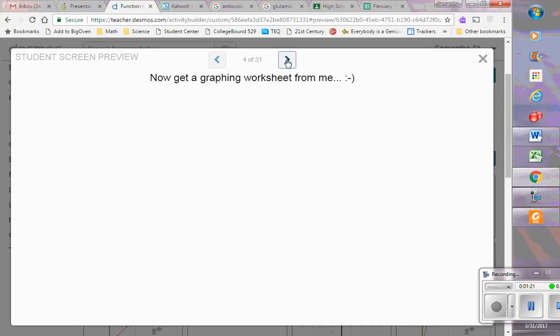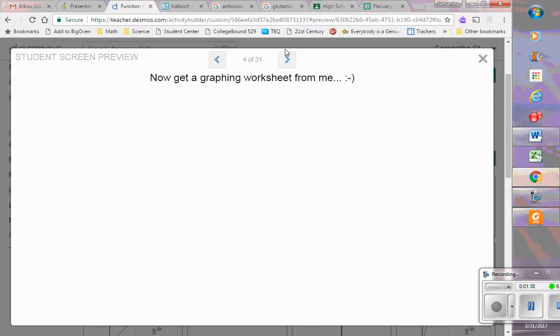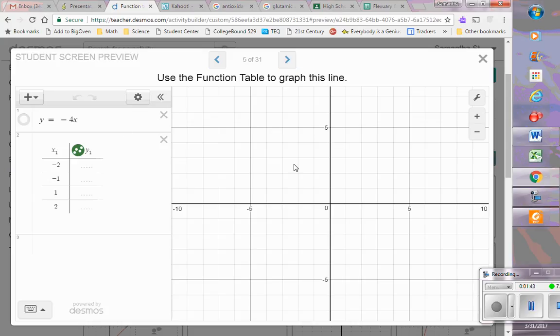All right, and then we had been working on transitioning from function tables to linear equations. And so I gave the students this graphing linear worksheet, and they had this to accompany their work on the Desmos. So they got the worksheet, and this is the first problem, so they know how to fill out this function table, and then they were able to see the line that emerged.